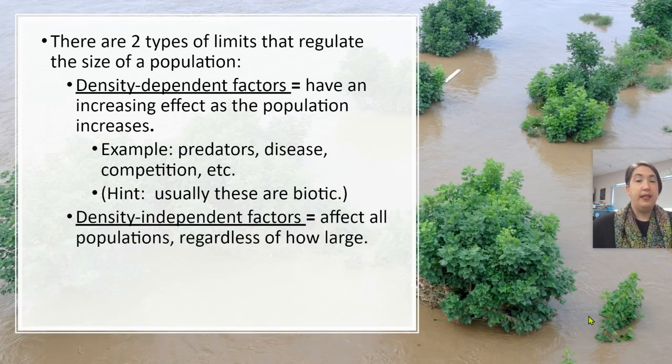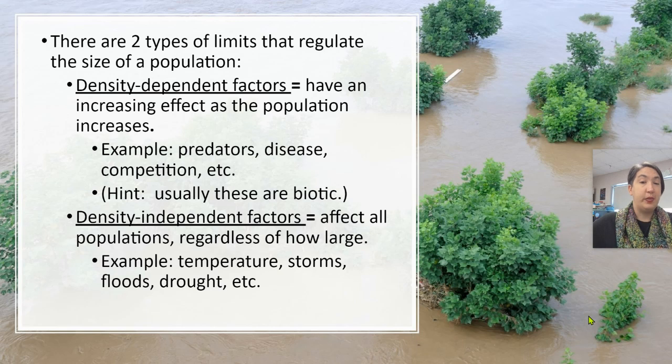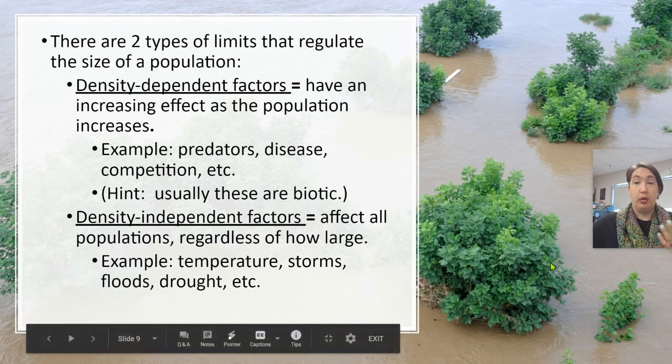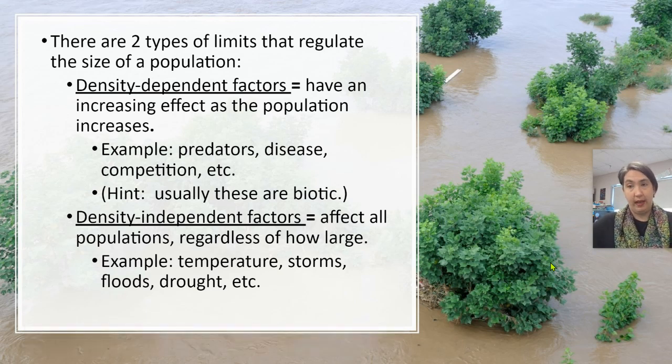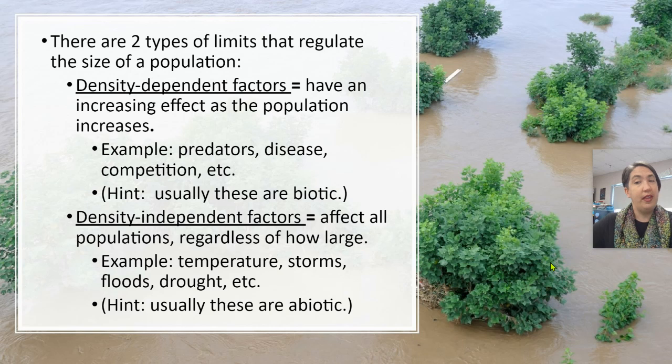Density-independent factors affect all populations regardless of how large or small the population may be. Examples of this would be the temperature, storms, floods, droughts, etc. So you can see this background picture is of a massive flood, and if there were 3 deer or 100 deer, they're all going to be affected the same way if there's a massive flood. It doesn't matter how many of the deer are present. So think, these are usually going to be abiotic, non-living effects.